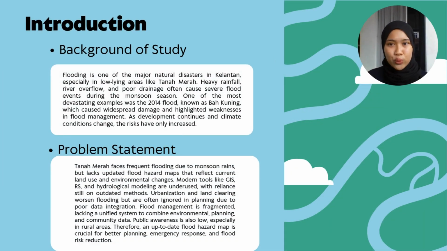Introduction. To begin with, let me give you some background of study. Flooding is one of the major natural disasters in Kelantan, especially in low-lying areas like Tanah Merah. Heavy rainfall, river overflow, and poor drainage cause severe flood even during the monsoon season. One of the most devastating examples was the 2014 flood, known as Bah Kuning, which caused widespread damage and highlighted weakness in flood management. As development continues and climate conditions change, the risk only increases.